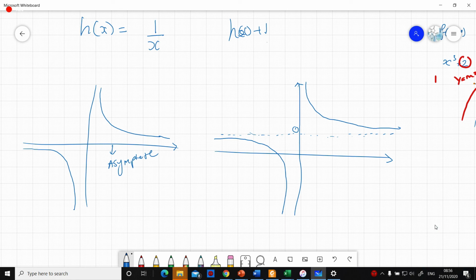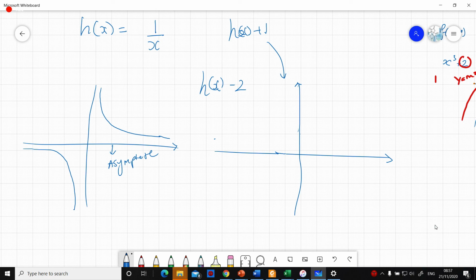So let's try a different one. This is the function x plus 1. Let's drop this out. Let's try something else. Let's try, for example, h of x minus 2.